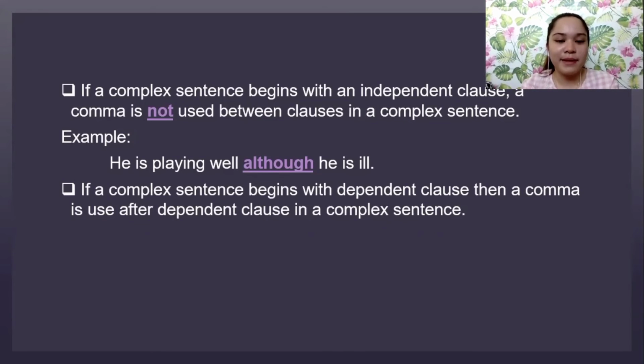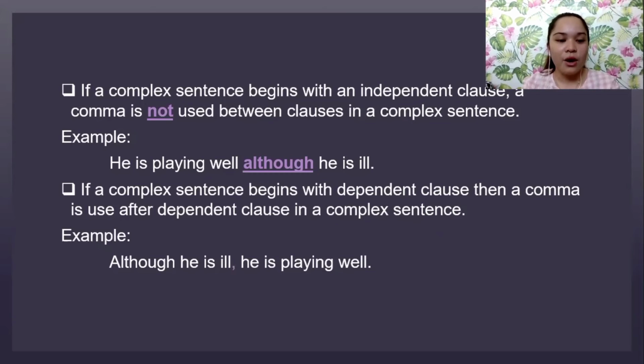If a complex sentence begins with a dependent clause, then a comma is used after the dependent clause in a complex sentence. Example, although he is ill, he is playing well. If a sentence starts with a dependent clause, we must use a comma to separate the sentence. But if a sentence starts with an independent clause, we must use a subordinating conjunction to separate the sentence.